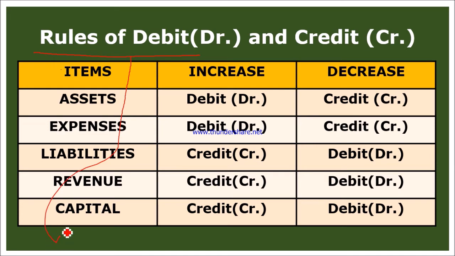Using a mouse to draw something is a very cumbersome process. I am not an expert at it, but I am trying. Okay, you have to consider this one as a straight line and this one also as a straight line. Now this format, we call it an account.